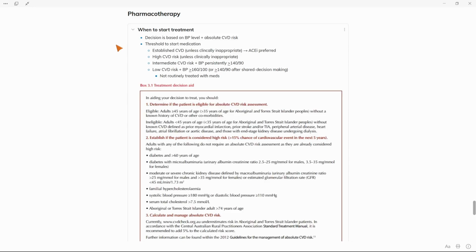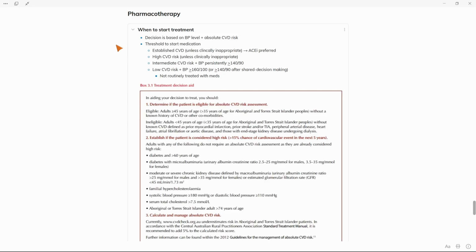If they have high cardiovascular disease risk as per the atherosclerotic CVD risk calculator, then you should start them on blood pressure medications, again unless it is clinically inappropriate to do so. High risk is above 10%, intermediate is 5 to 10%. For intermediate risk, we usually aim to start medications if their blood pressure is persistently above 140/90. And this is again after shared decision making with your patient, perhaps after a trial of lifestyle. Low CVD risk, 5% or less.